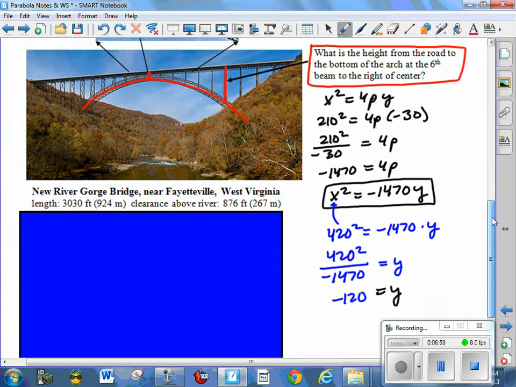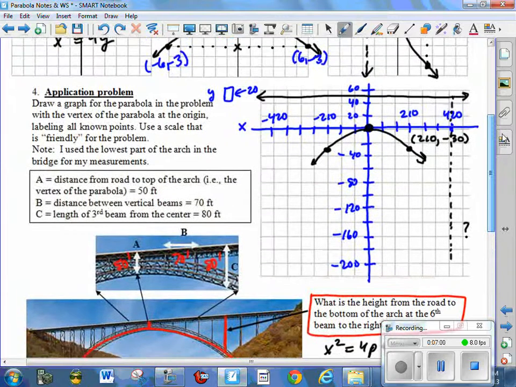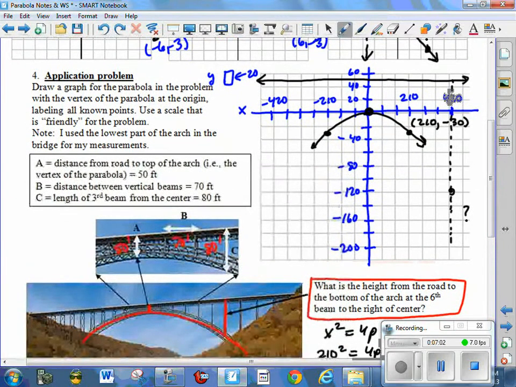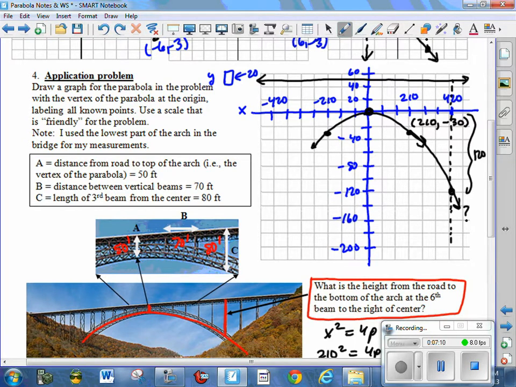Now, does that mean that the beam is 120 feet? Let's think about that. So let's plot that point, negative 120. That would be down here. So this distance here is 120. And of course, we'd have symmetry on the other side. This would be down here as well. So that would be a picture of our bridge.